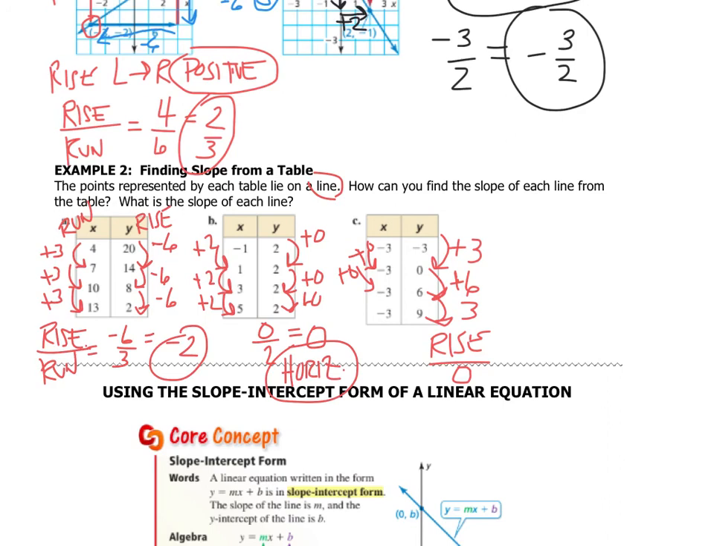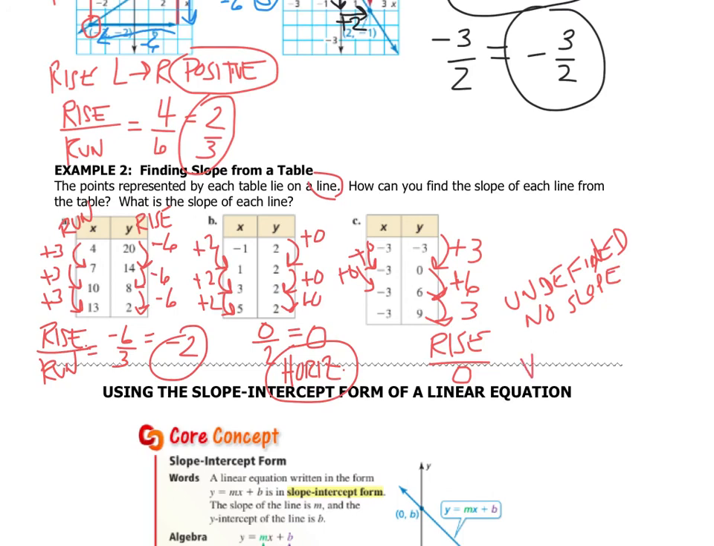So can we divide by 0? Well, in math, we cannot. When we divide by 0, we get this term, undefined. So you are not allowed in math to divide by a 0. It is called undefined, or we can just say no slope.